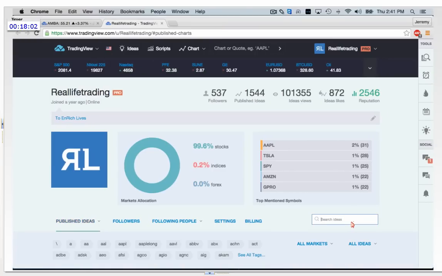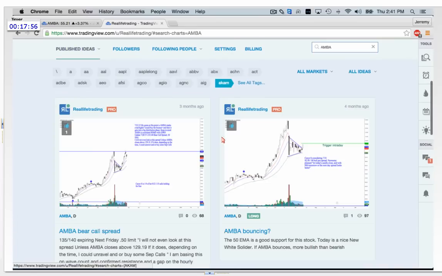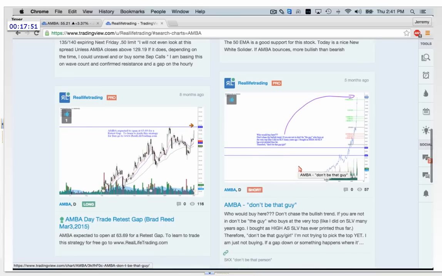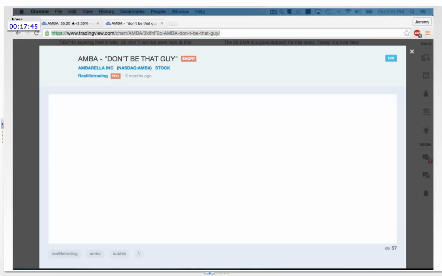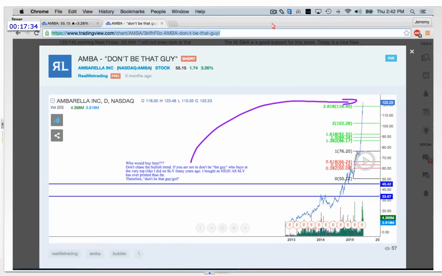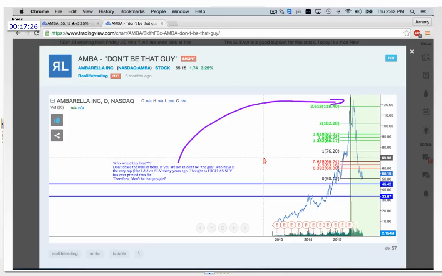Well, let me show you my AMBA charts, and I can show you a lot of other charts with Dow theory and trade setups that we talked about. But let me just hop over to AMBA and see if this comes up. AMBA, beautiful. Ladies and gentlemen, 5 months ago on AMBA, I posted a chart that said, don't be that guy. Bearish, aka short. AMBA was at 122.23. So the chart's in the chat pane if you guys want to check it out. 122.23, and that's what happened.